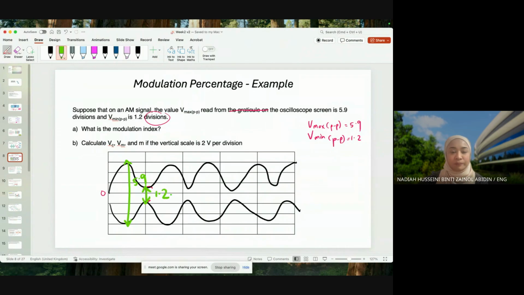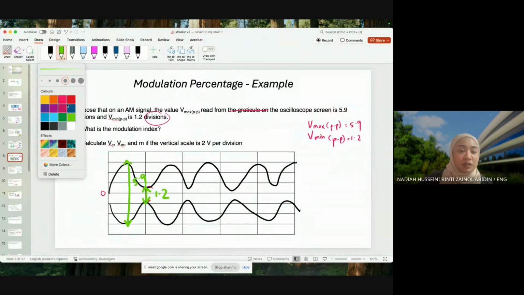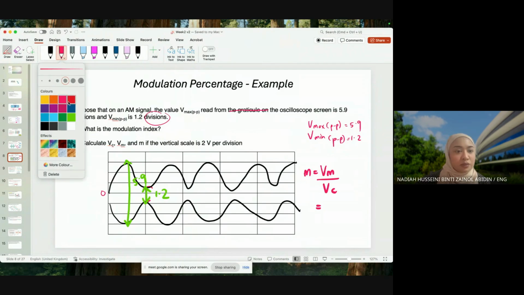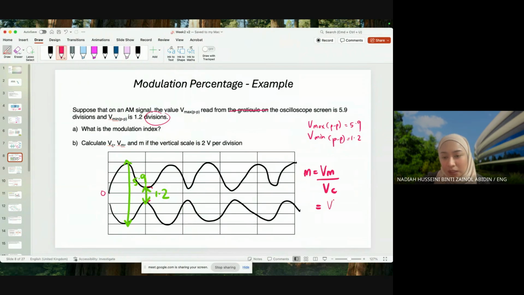So that is your Vmax peak to peak, and this one is 1.2. With this information, we can calculate the M, which is Vm over Vc, that is, Vmax peak to peak minus Vmin peak to peak, divided by Vmax peak to peak plus Vmin peak to peak.